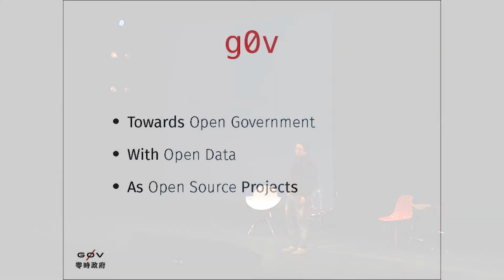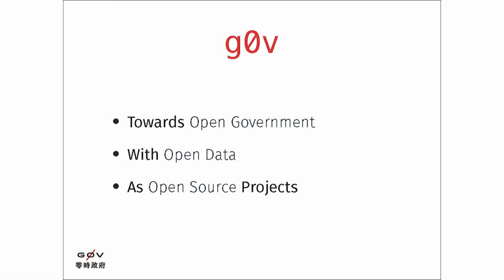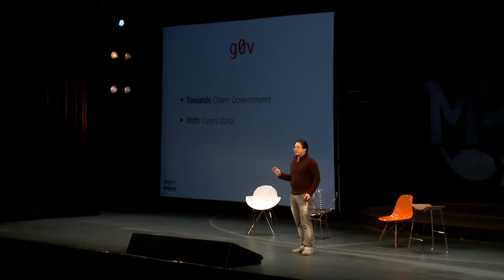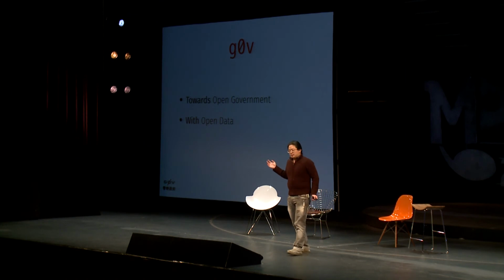So in summary, GOV.0 is pushing toward open government with open data, or if the data is not open, we try to liberate it and talk to the data owner nicely about opening up. And this is run as an open source community. So what's next?